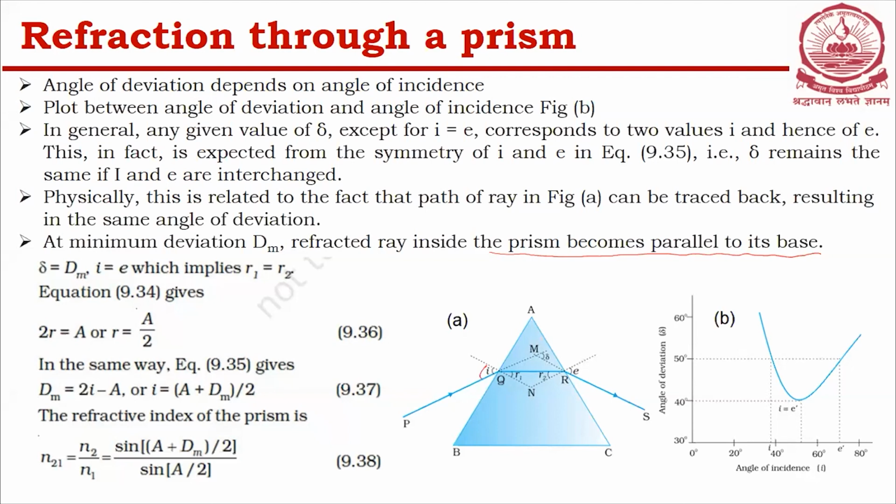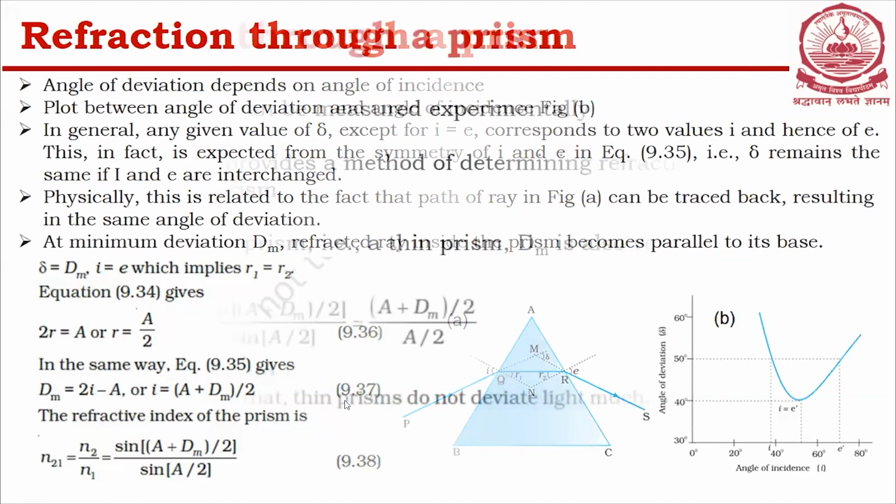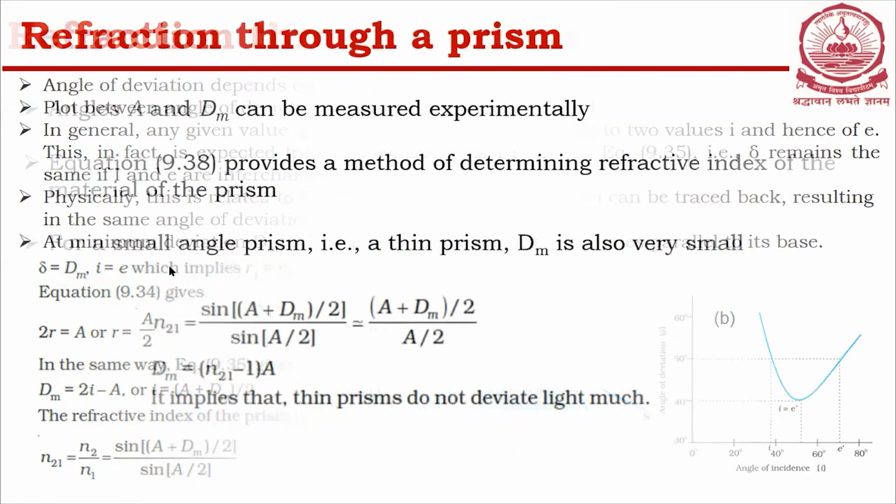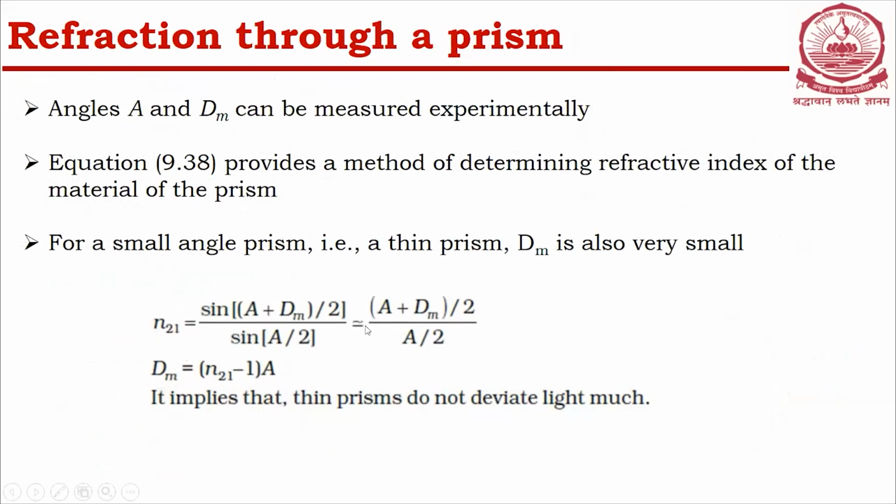You can easily find out the angle of minimum deviation by rotating the prism table. You don't need to do this graph and all. You can easily find it out. So the next thing is, this is the same thing, that is n21 is equal to sin((A plus dm) by 2) divided by sin(A by 2). So this is actually how to find out the refractive index.